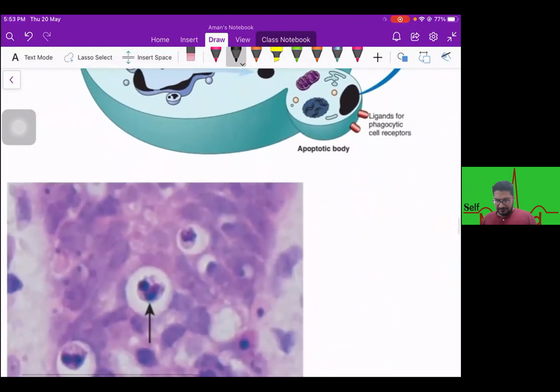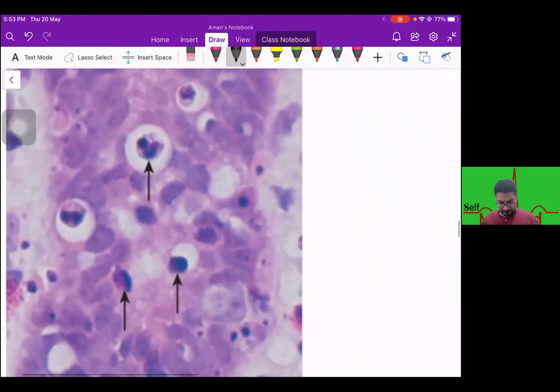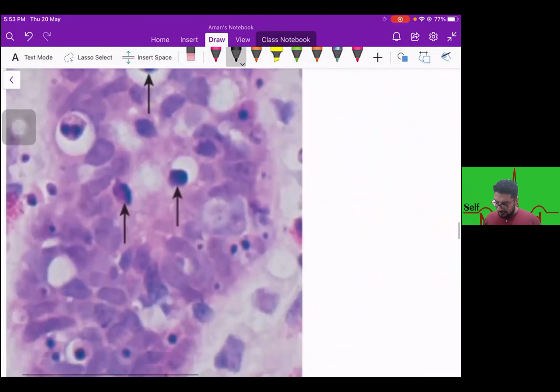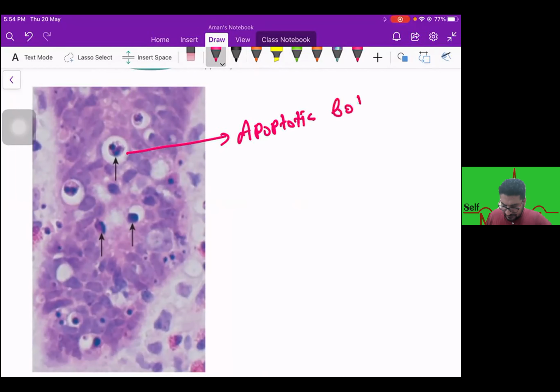Okay, next, understand this. You can see this image. This is the body which I was talking about. This body we call apoptotic bodies. So you can see the apoptotic cells in the slide. We call this apoptotic body or apoptotic cell. We can use either the word apoptotic body or apoptotic cells, right?